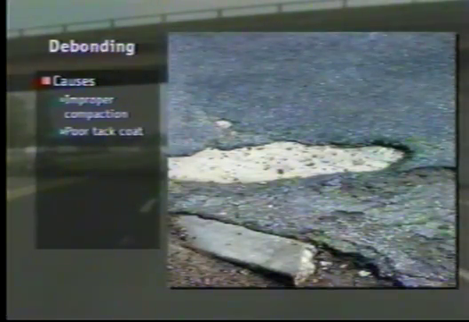Other causes of debonding can be poor tack coat and insufficient layer thickness. Most commonly, partial depth patches are performed to cure debonded areas. Other treatments include partial depth patches with microsurfacing or mill and overlay.